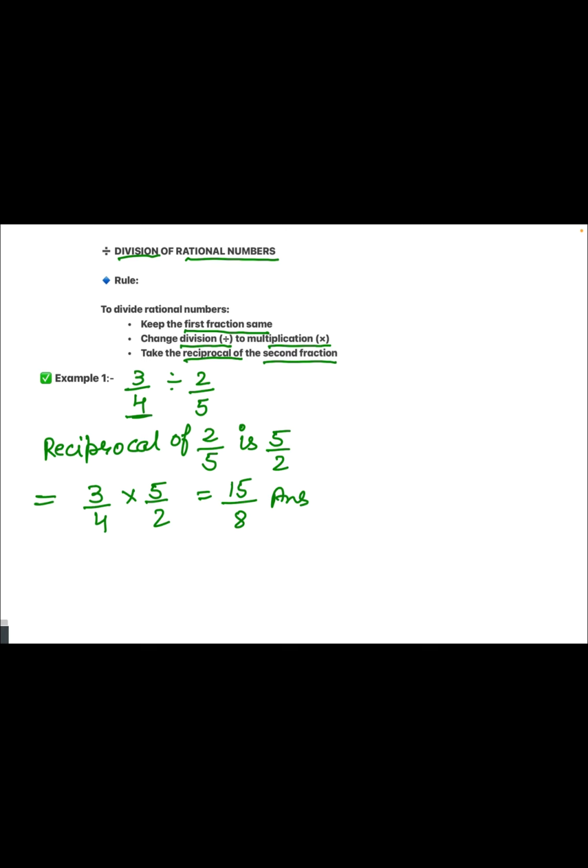In this, we will keep the first fraction same and we will take the reciprocal of 2 over 5. The reciprocal of 2 over 5 is 5 over 2. Now we simply multiply them and the answer is 3 times 5 is 15, 4 times 2 is 8. 15 over 8 is the answer.